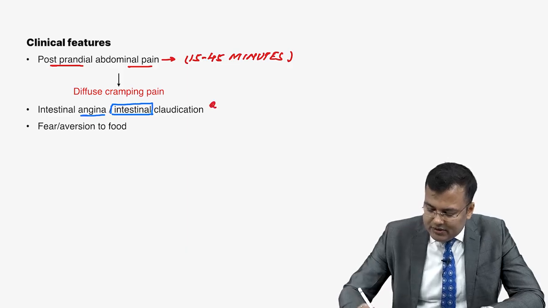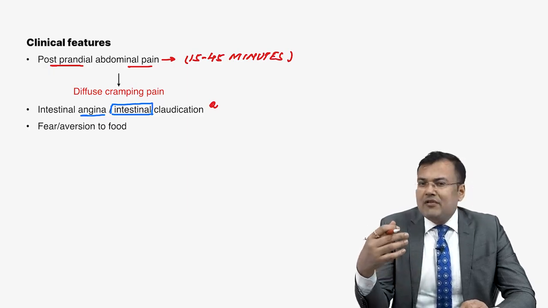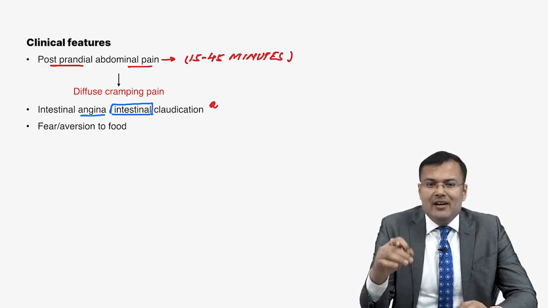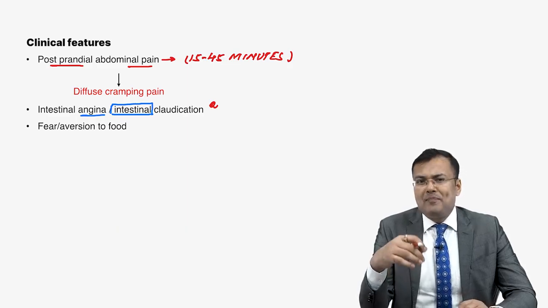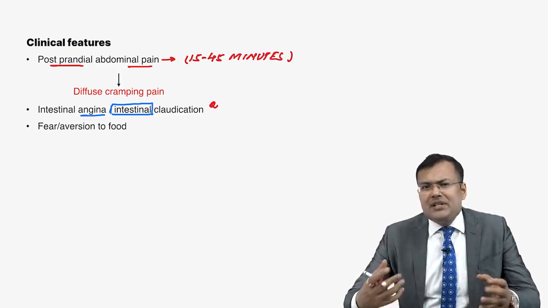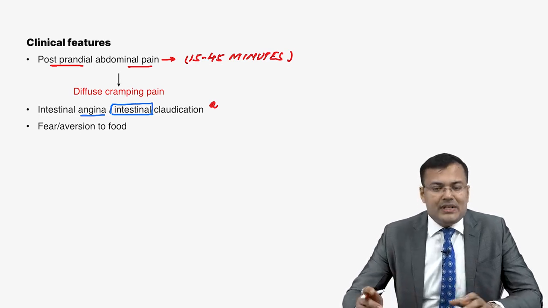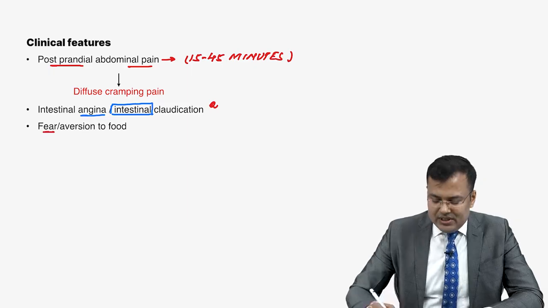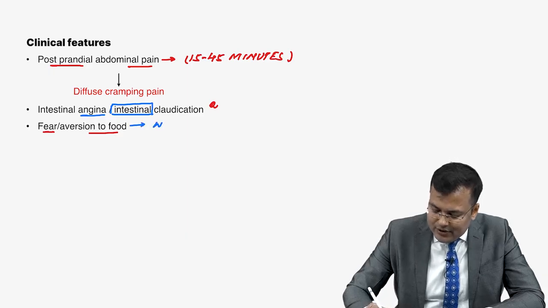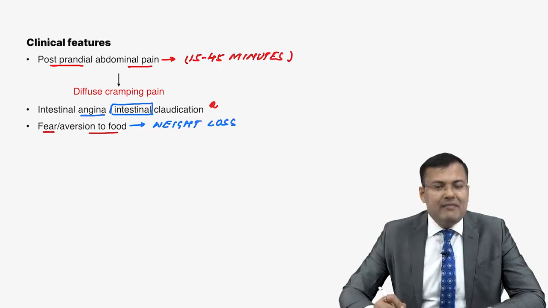So these questions were asked multiple times. Yes, intestinal angina. What is the other name of chronic mesenteric ischemia? Yes, intestinal claudication. What kind of pain? Diffuse cramping pain. Now see the problem. Whenever patient is having meals, patient is having diffuse cramping pain. And after that, patient is having this kind of thought that whenever I will be having meals, I will be having pain. So patient is having fear of food. Patient starts avoiding the food. And because of this, what is the big problem? It leads to weight loss. So there is fear or aversion of food. Because of this, patient will be having weight loss.